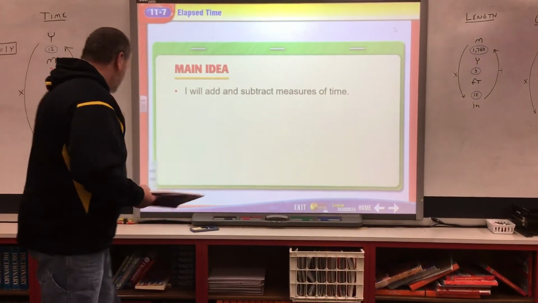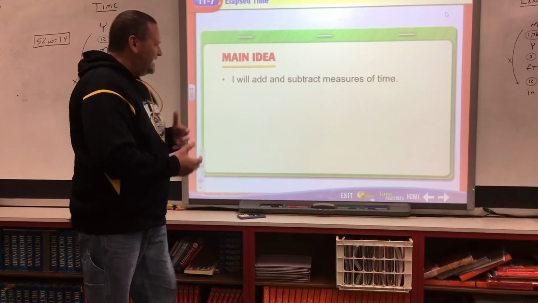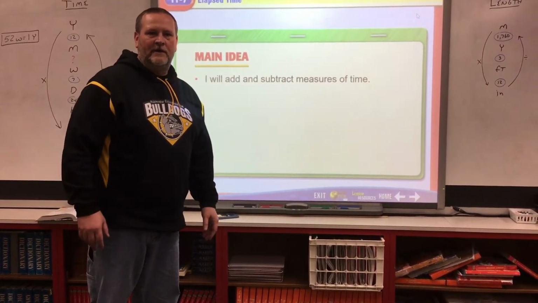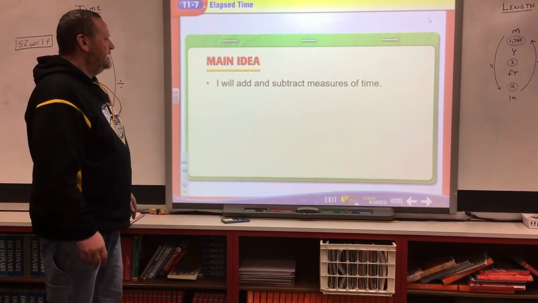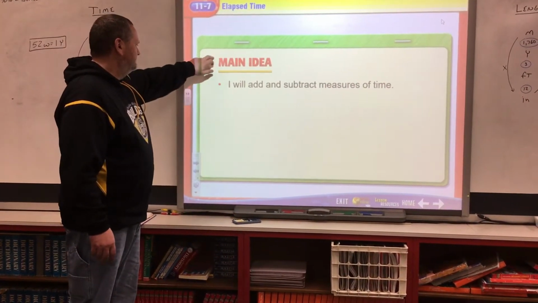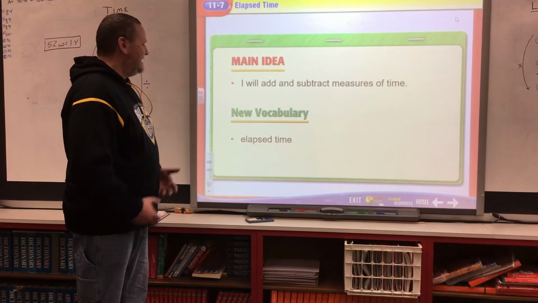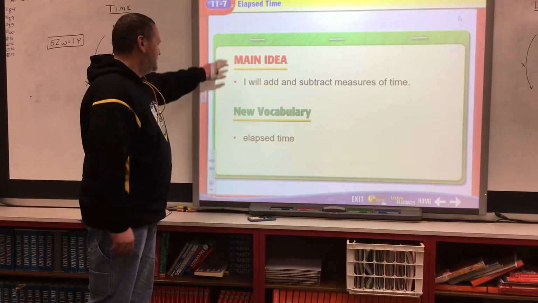This is a concept that takes a little bit of practice, but the more you do it, the better you get at it. So, let's go ahead and take a look. The main idea: I will add and subtract measures of time. Some new vocabulary: elapsed time, how much time has passed.